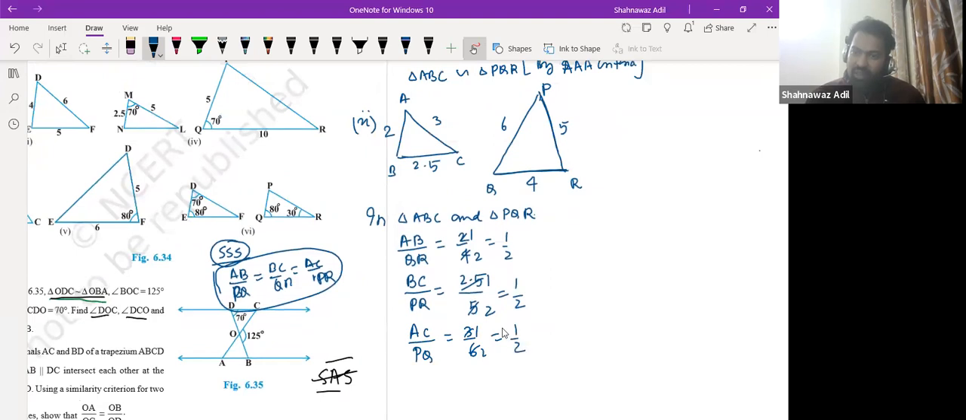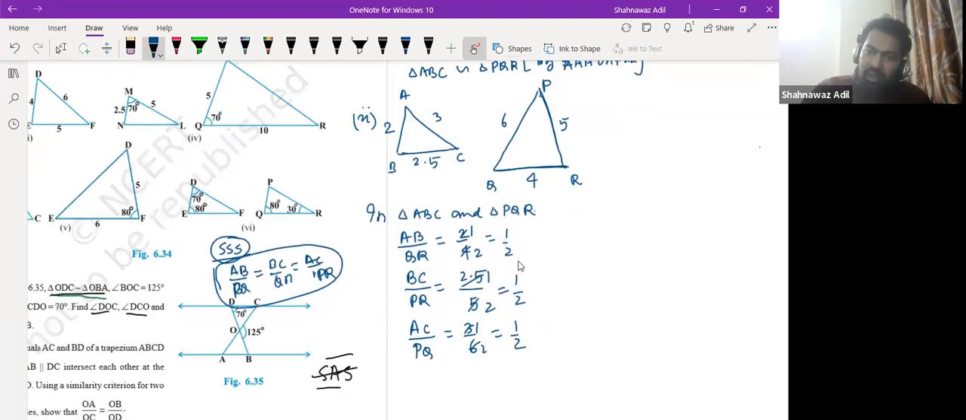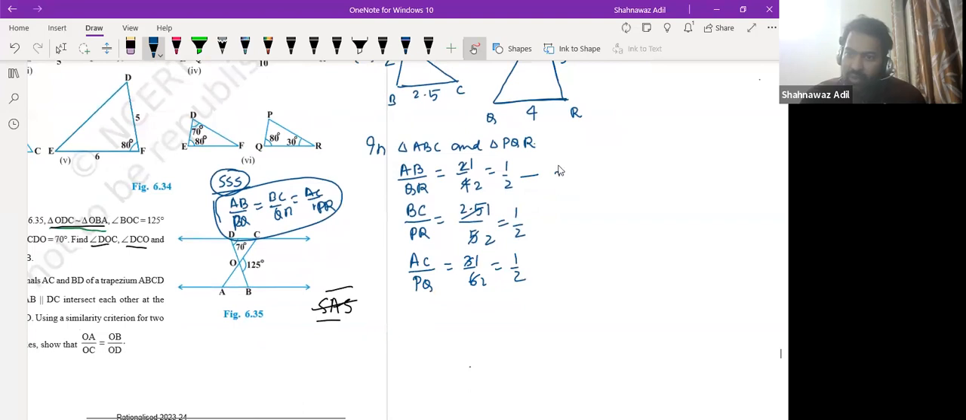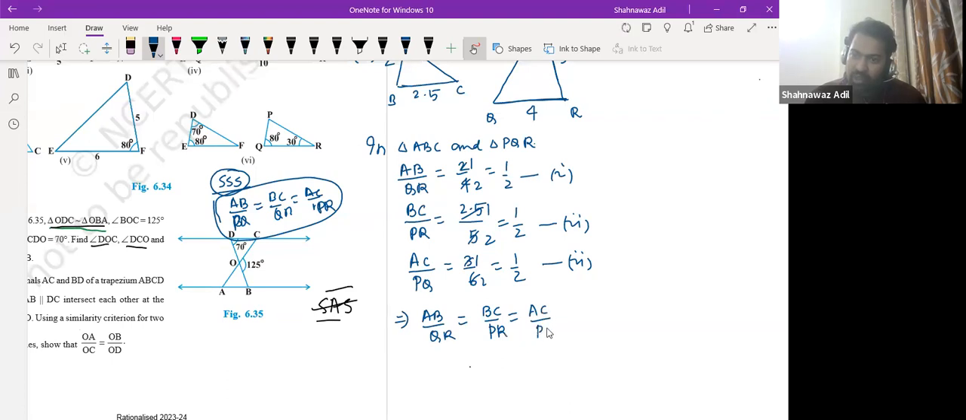So we see that if we compare all these things, this is 1 by 2, this is 1 by 2, this is 1 by 2. All these are 1 by 2. Therefore, we can write AB by QR is proportional to BC by PR, which is proportional to AC by PQ. So all the three sides are proportional. So we can write triangle ABC is similar to triangle PQR by SSS criteria.